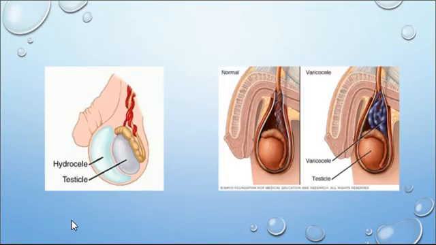Some more issues: a hydrocele, which is fluid surrounding the testes. It can be on either side. And varicocele, which you can see here, where the spermatic cord is tortuous, all twisted up, with varicose, inflamed, swollen vessels.